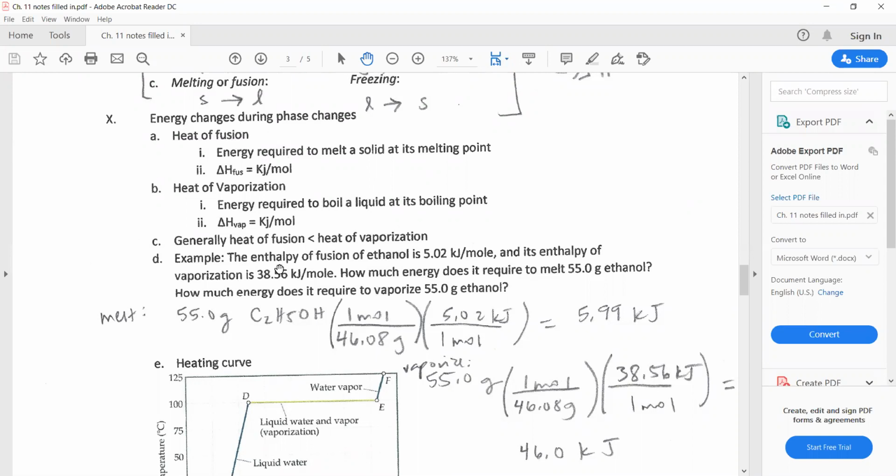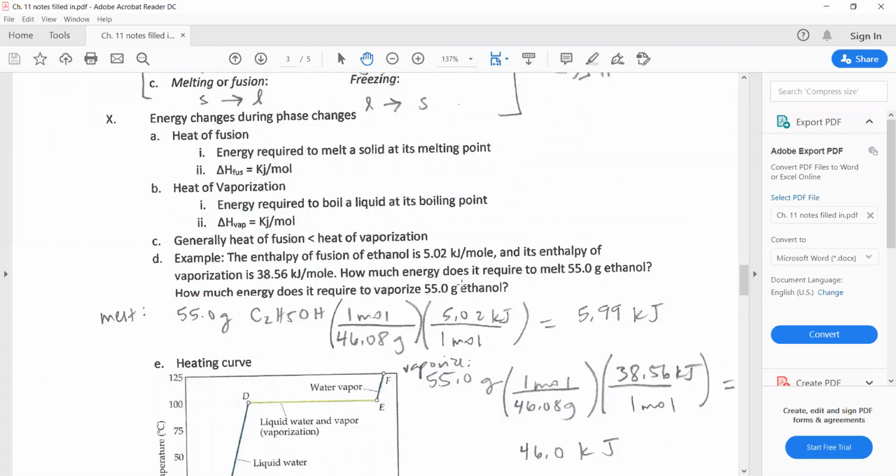Here an example is the enthalpy of fusion of ethanol is 5.02 kilojoules per mole, and its enthalpy of vaporization is 38.56 kilojoules per mole. So what that means is to melt a mole of ethanol, it requires 5.02 kilojoules for every mole. To boil it, it requires 38.56 kilojoules for every mole. So here we can use these as conversion factors.